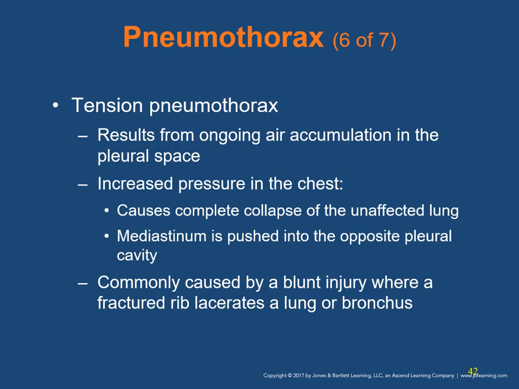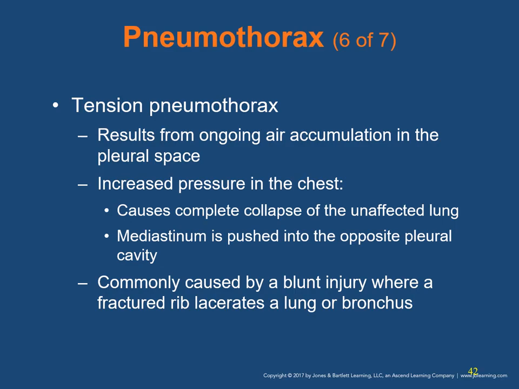Tension pneumothorax results from ongoing air accumulation in the pleural space. This air gradually increases the pressure in the chest and causes complete collapse of the affected lung. The mediastinum is pushed into the opposite pleural cavity. Blood cannot return through the vena cava to the heart. Decreased cardiac output leads to shock and ultimately results in death. Tension pneumothorax is commonly caused by blunt injury in which a fractured rib lacerates the lung or bronchus.